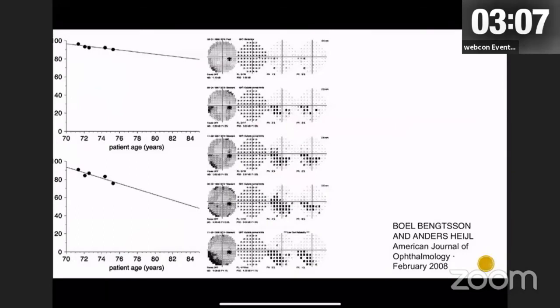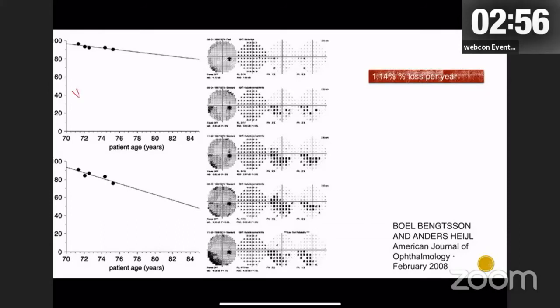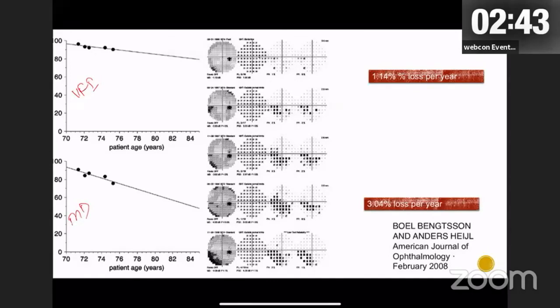Now, here we can see two trend analyses for the patient. The first part gives the progression rate of 1.14, and this is plotted by VFI. The other part, which is plotted below, is plotted against mean deviation. And here we can see that progression is seen as 3.04% loss per year. So we can see there is more progression on mean deviation because of the increased cataract of the patient. So VFI is more reliable in glaucoma patients.